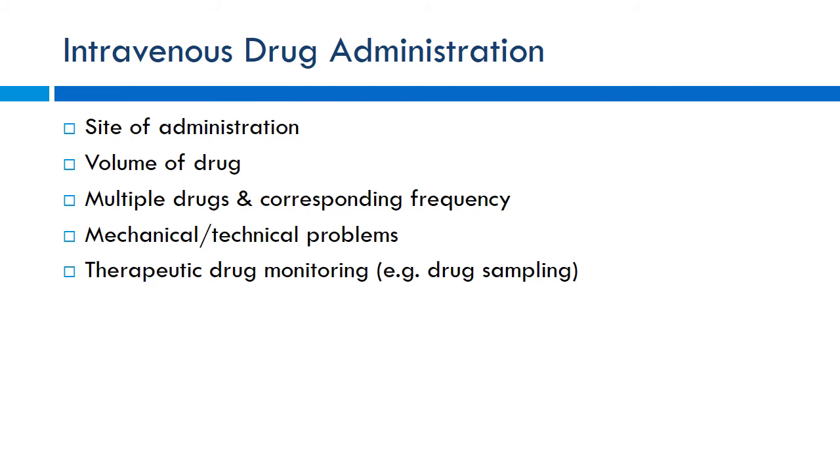Not only that, but intravenous drug administration can be very difficult in pediatric patients because their veins are very difficult to find or to get an actual working IV in. So that can be very problematic as well. And then looking at therapeutic drug monitoring, as we mentioned, this is where we use plasma samples to estimate drug levels.